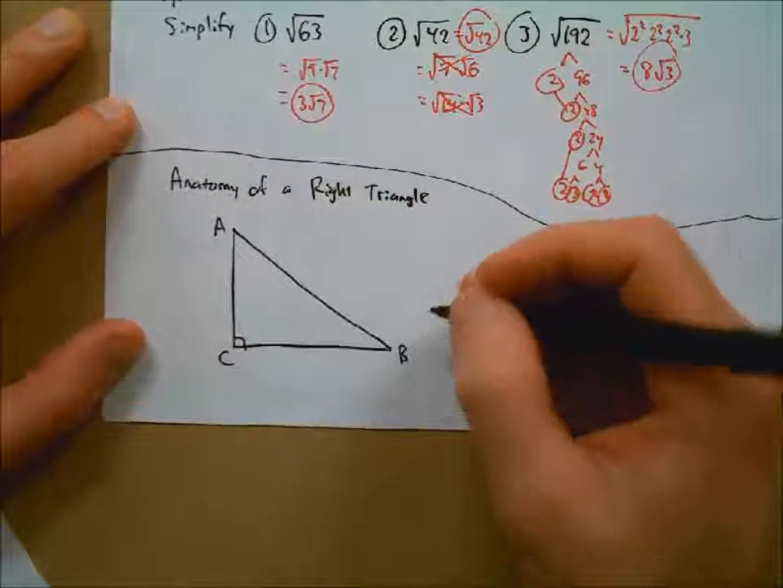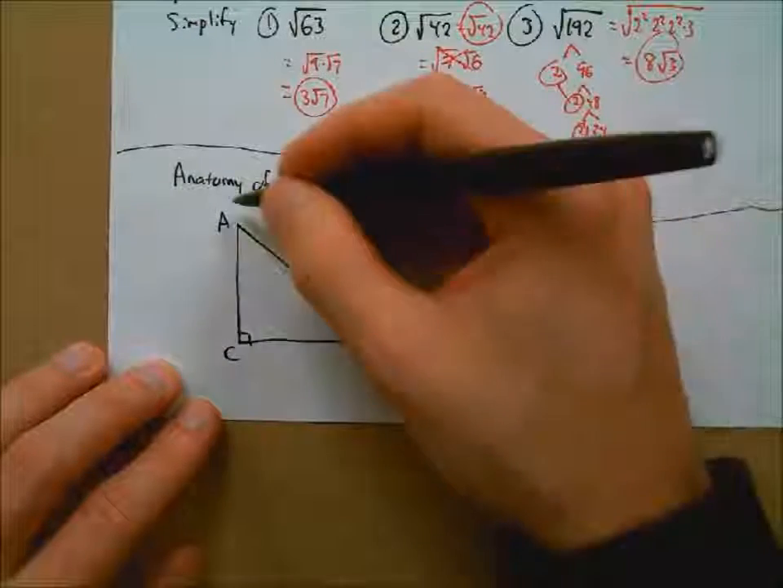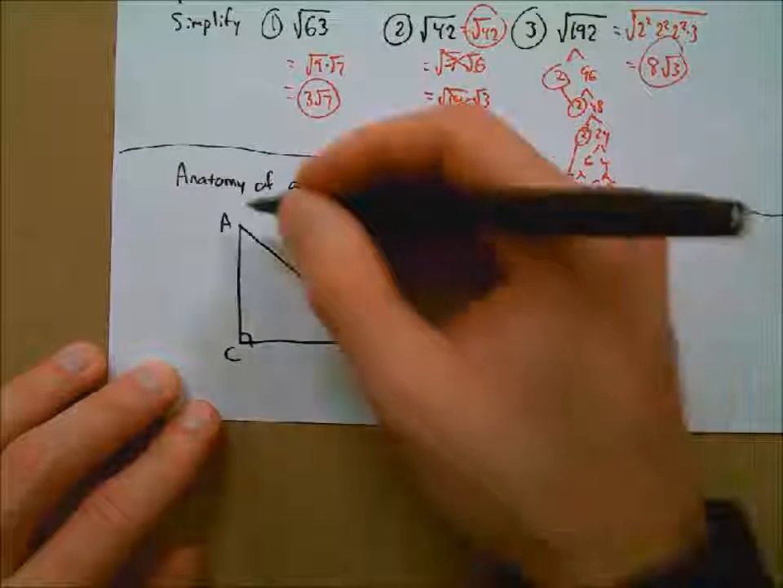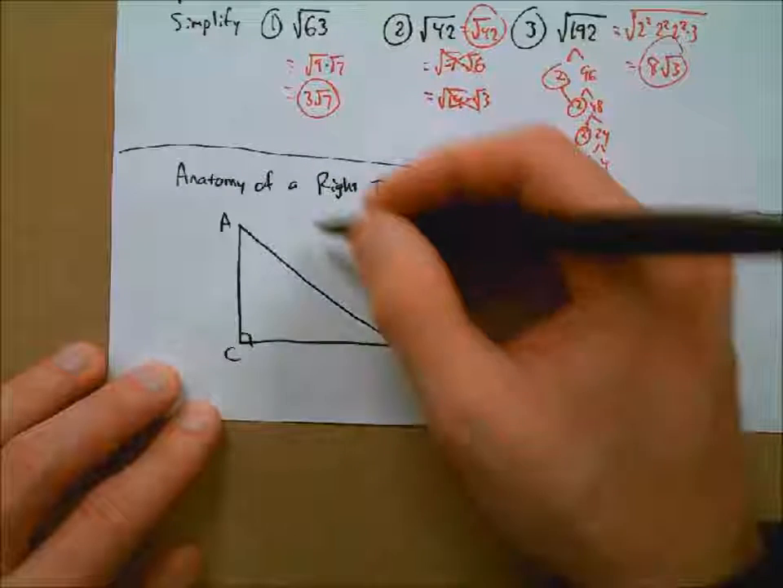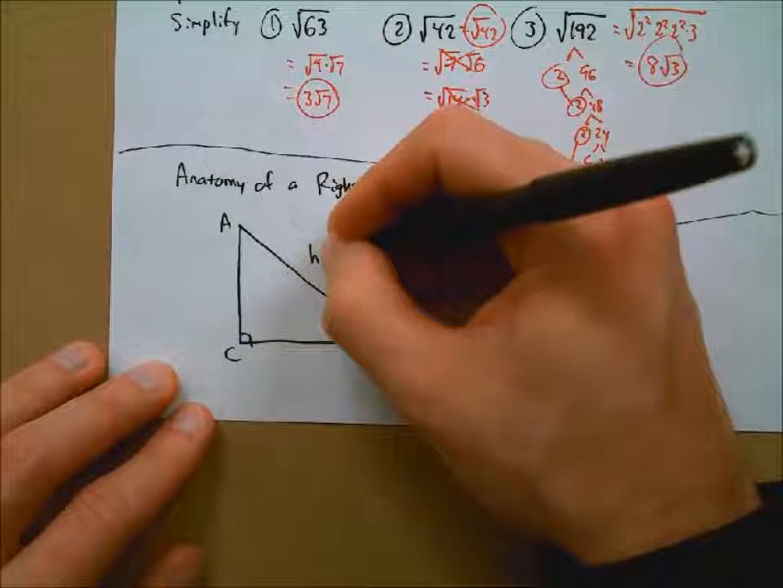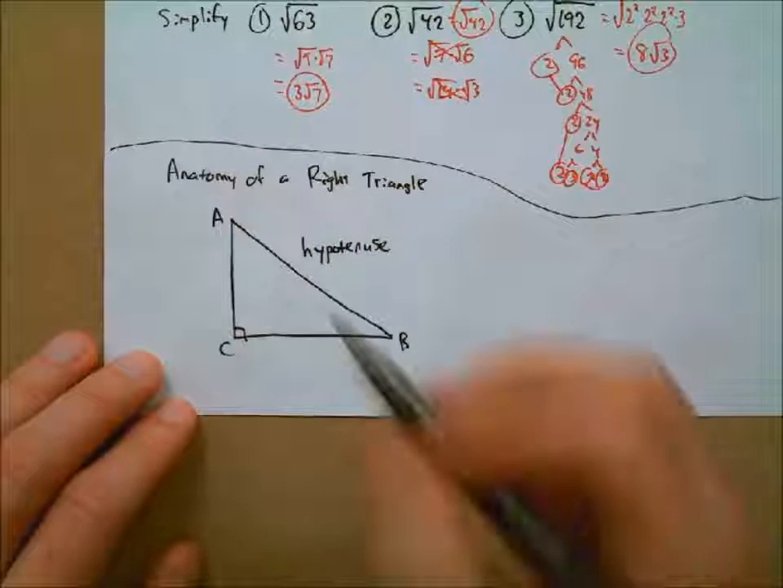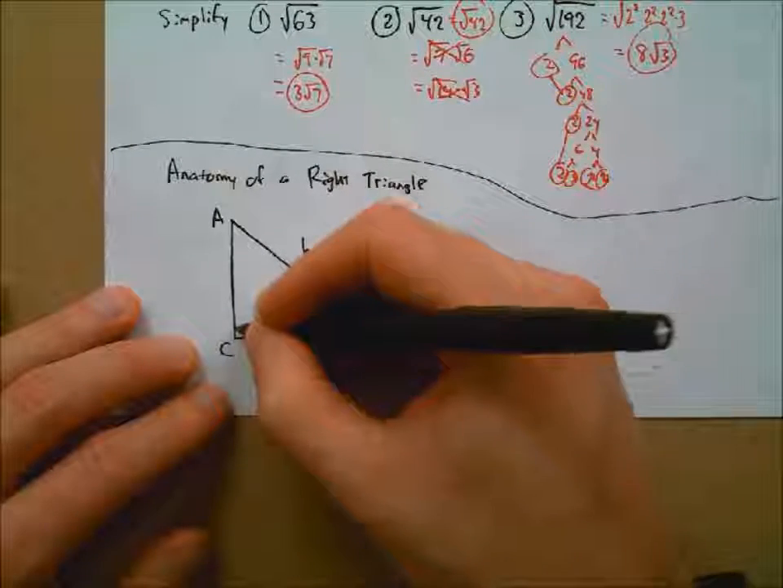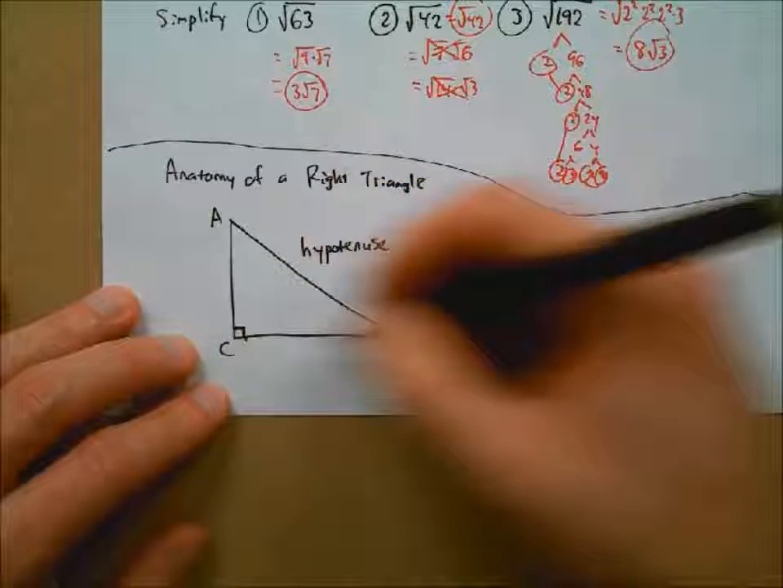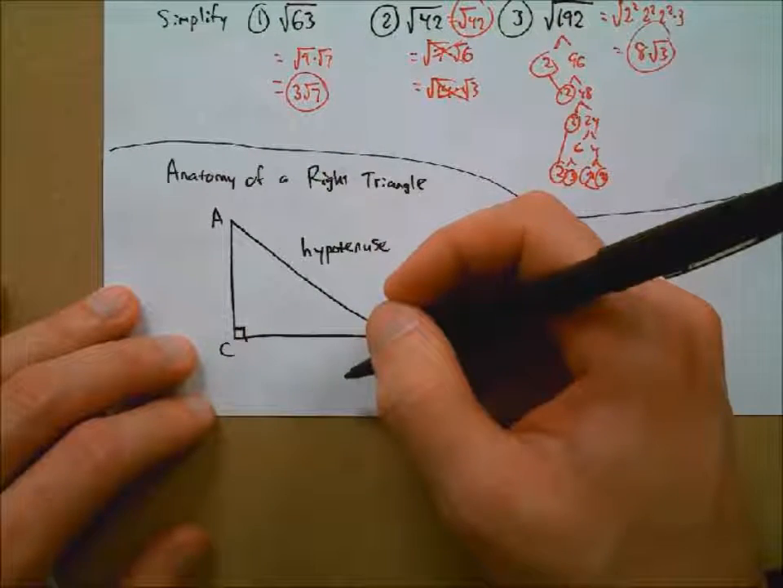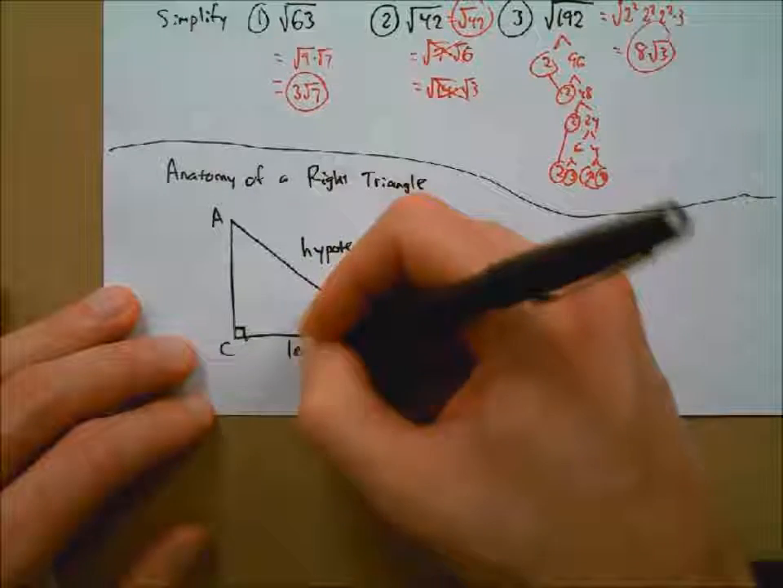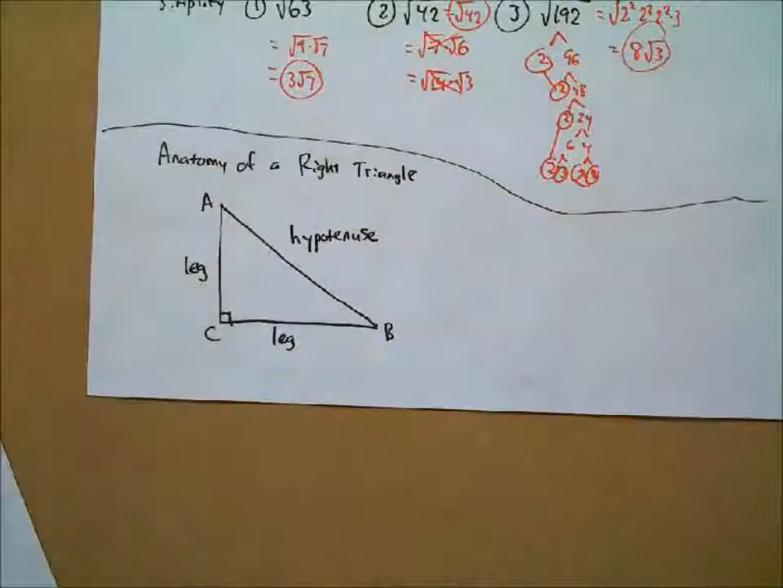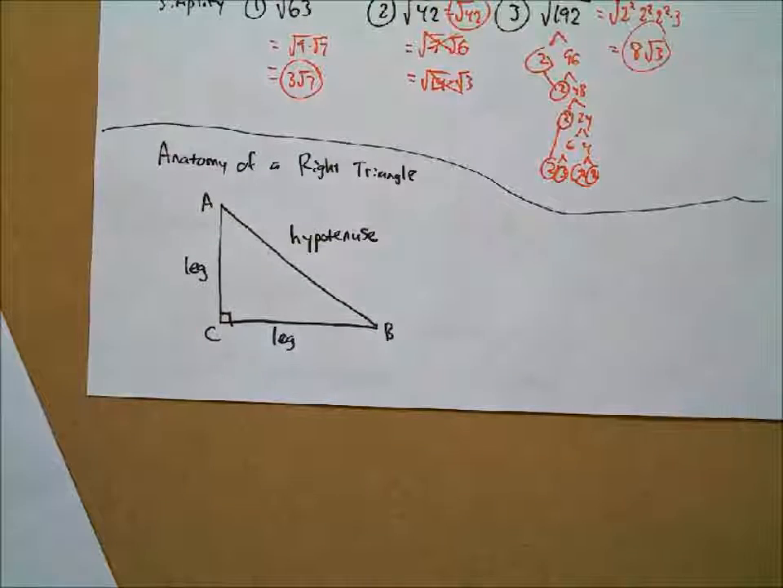This side right here, segment AB, we call that the what of the right triangle? Hypotenuse. AC and CB together are both known as the what? CB is a what, and AC is a what? They're called legs. That's a leg, and that's a leg. They're the sides that are adjacent to the right angle.